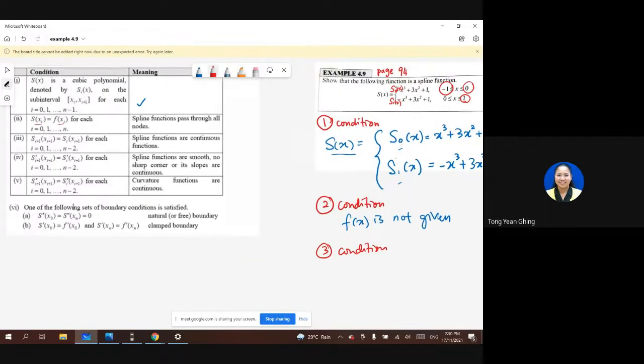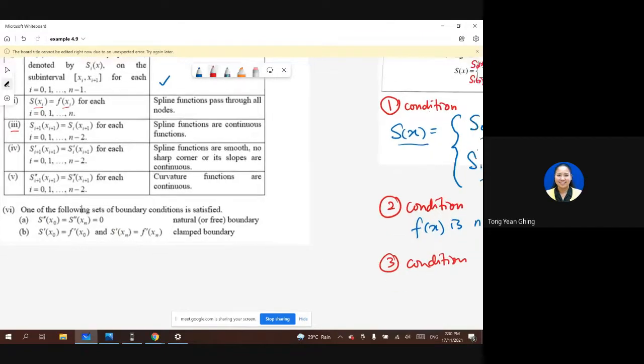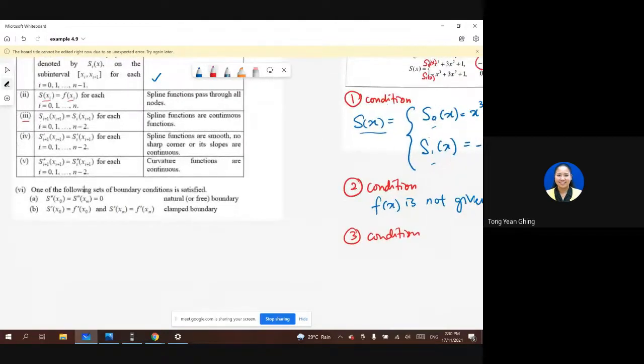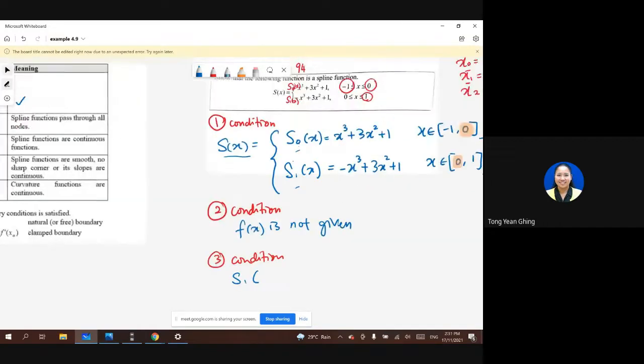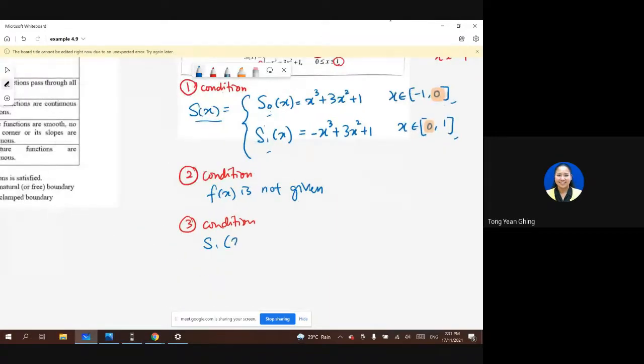Third condition is saying that S_{i+1}(x_{i+1}) equals S_i(x_{i+1}). Maksudnya, sepatutnya S_{i+1}, maksudnya kita sekarang ada dua je kan? x_i, so x_{i+1}. Kalau lah sini, ini adalah i. Katalah i is 0. That means i plus 1, that means 1. So, this one lah, i value x1. That means x1 have to be equal with x0, x1.